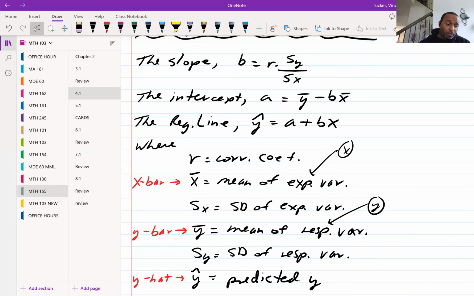And Y hat is just your predicted Y. Remember what we just did with predicting the thickness of the book. So that means that the pages would have been X. The thickness of the book would have been Y. And so that prediction would have been called Y hat.